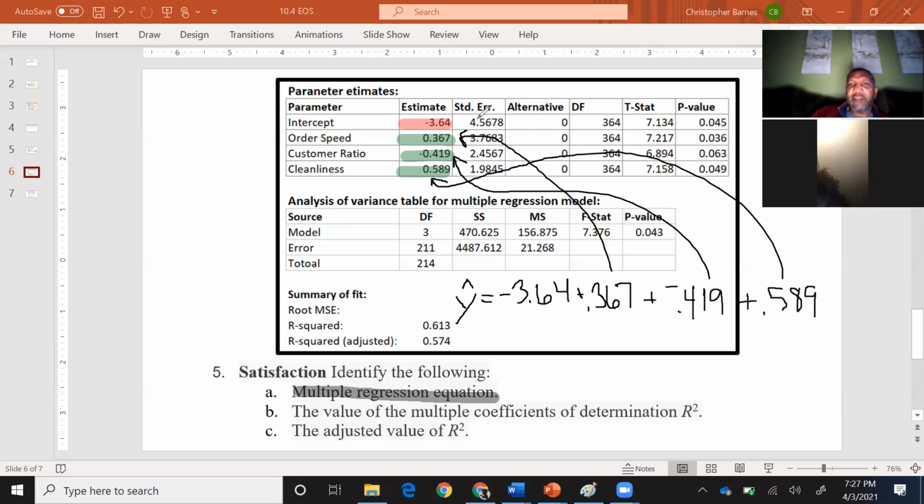The only thing missing after that is just writing x sub 1, x sub 2, and then x sub 3 to refer to order speed, customer ratio, and then cleanliness. Okay. All right, so that's the first one down. Now, you know what? I need to figure out if there's anything in, there might be. Let me go see if I can find it.